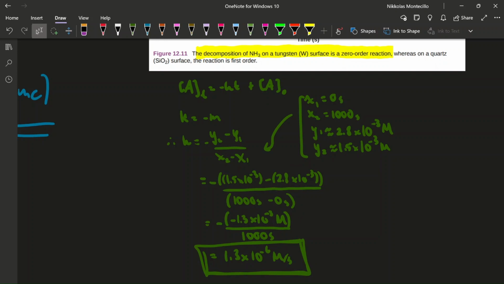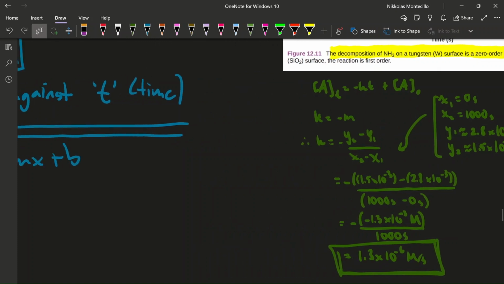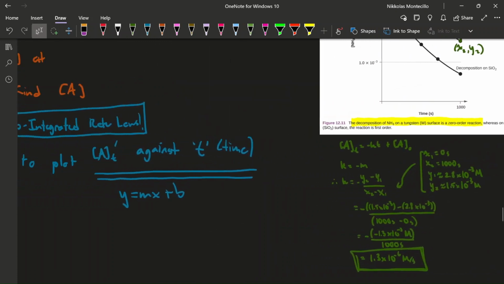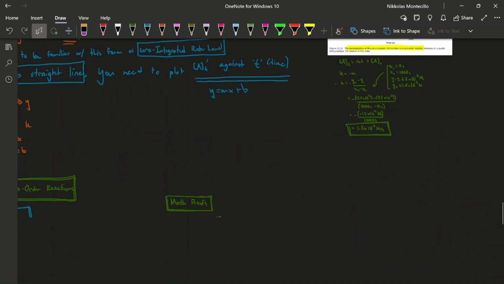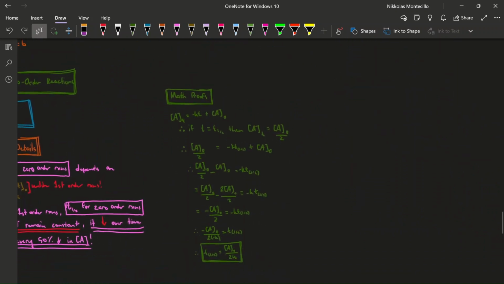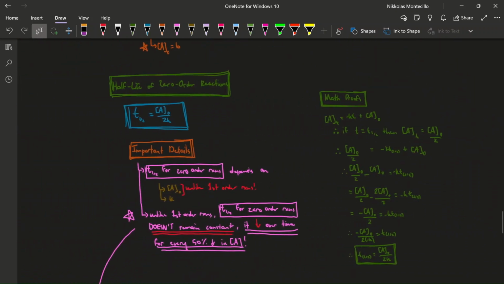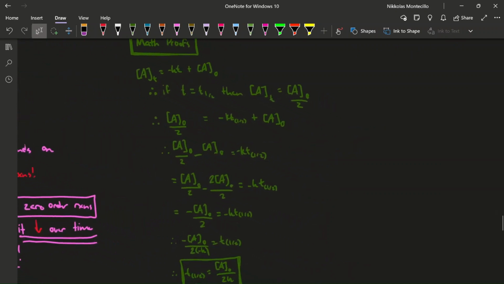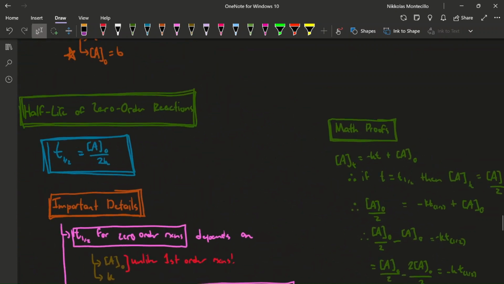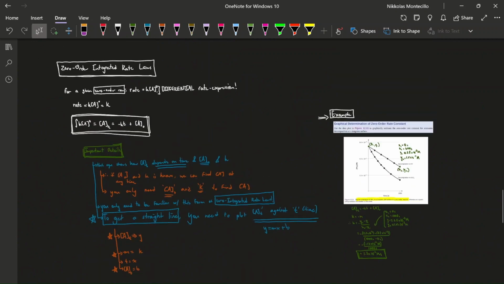So it's natural to assume that the rate is equal to the rate constant. Right? Or rate equals K. Okay? Now, this is just the math proofs that, oh, whoops.